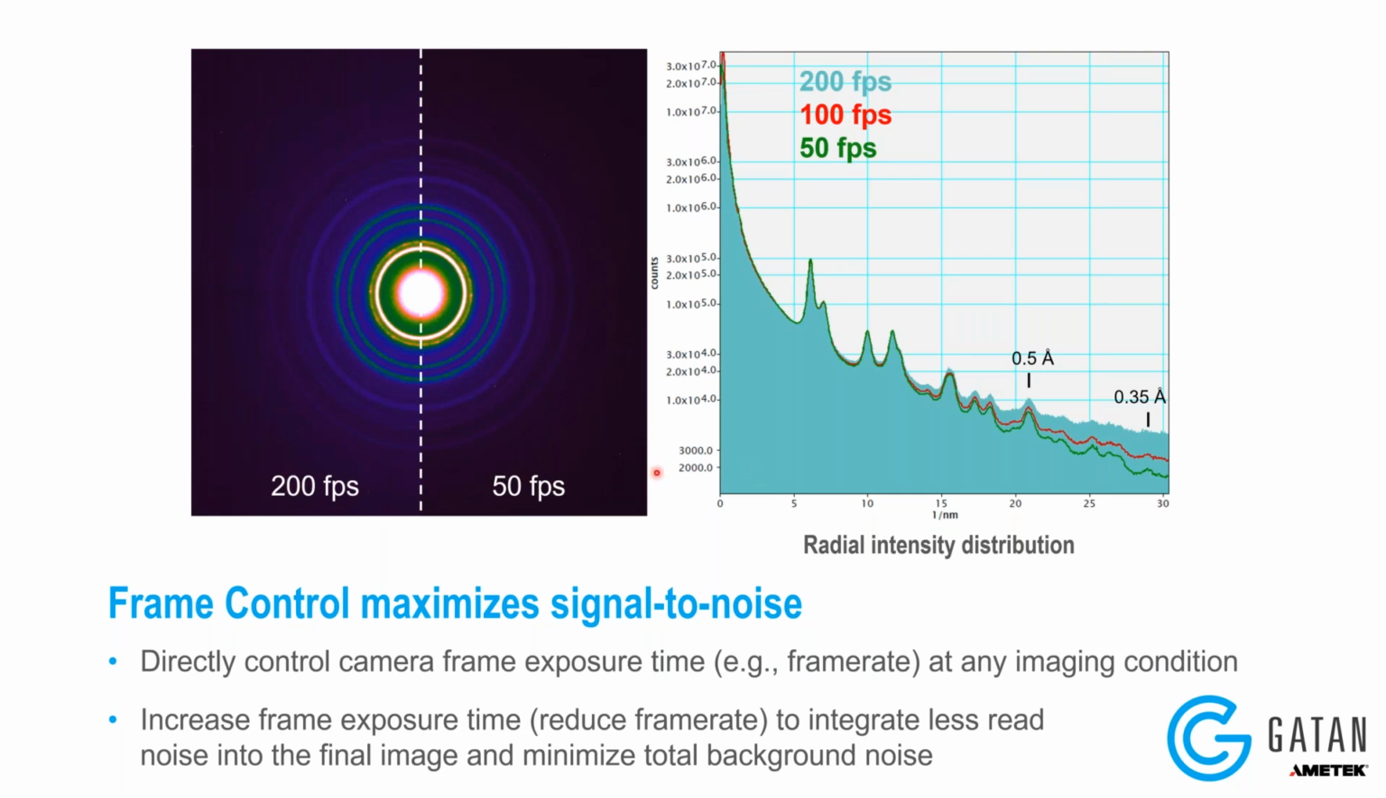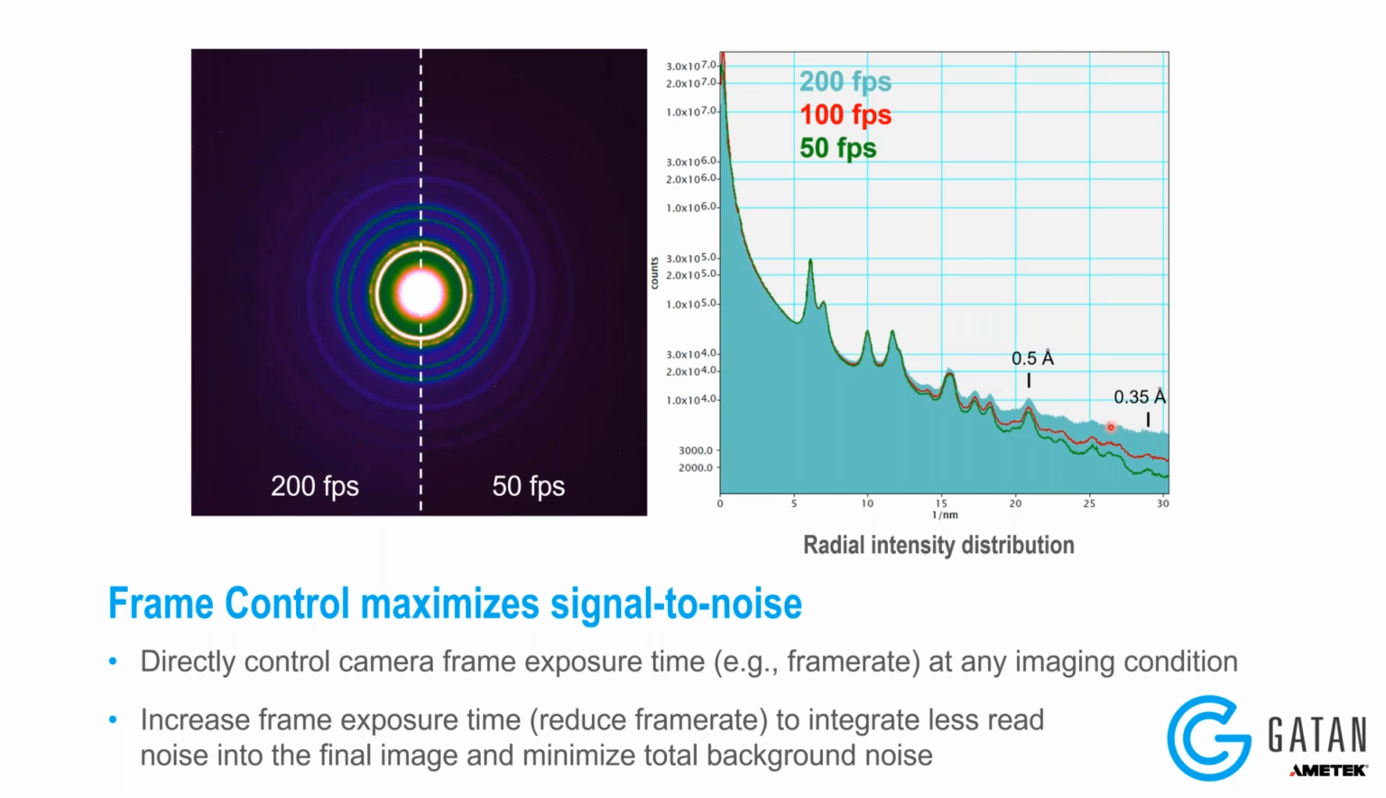And it's easier to see that as well if we look at the line plot here. This plot is a radial intensity distribution of this diffraction pattern. And we're looking at what the difference is here using different camera frame rates on the background levels of the data, and how that affects the visibility of different diffraction rings or peaks within the data. And importantly, at 200 frames per second, for example, this is the green filled area here. We can see some features, of course, at higher resolution in reciprocal space.